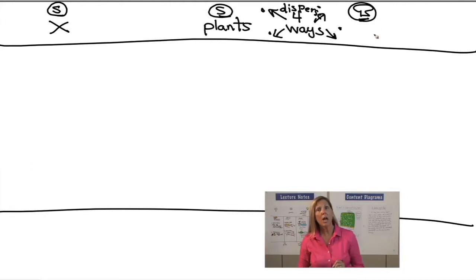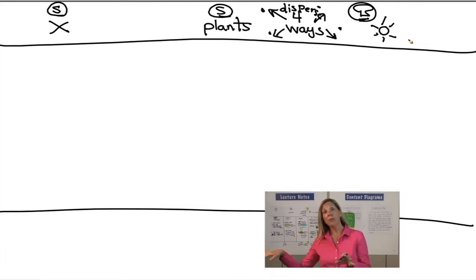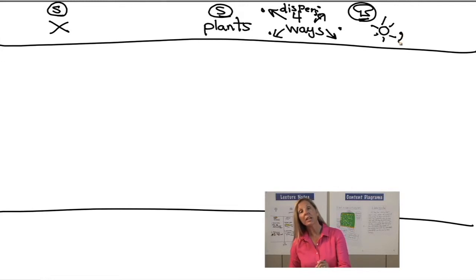Because there's not enough room for a seed to grow if it's trying to grow right next to its parent plant. So what do they need? Plants need sunlight, so they need to be dispersed so that they can get to the sunlight. If they're underneath their parent plant, the parent plant will be blocking the sunlight. All right, I'm going to give you a list here, so let's put a comma after that sunlight.